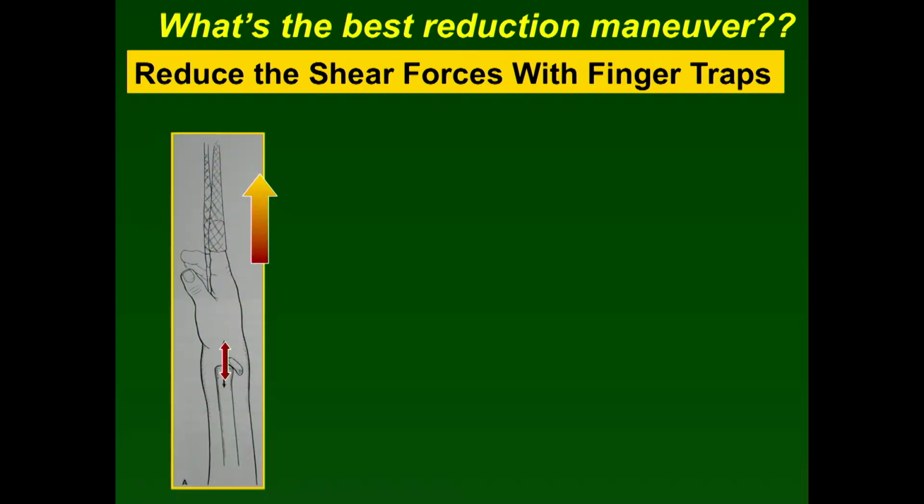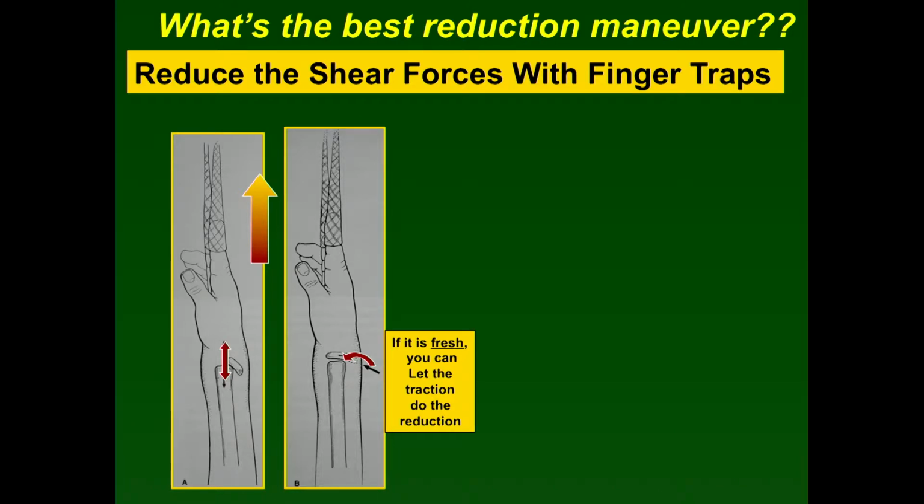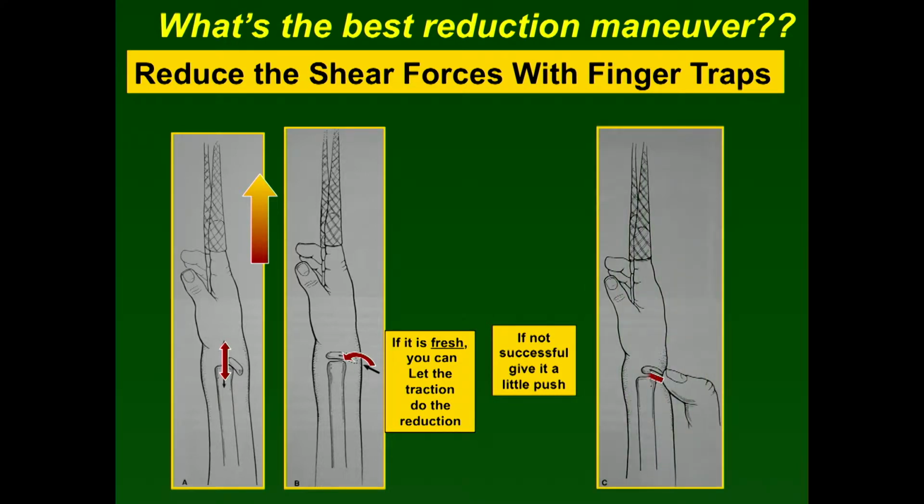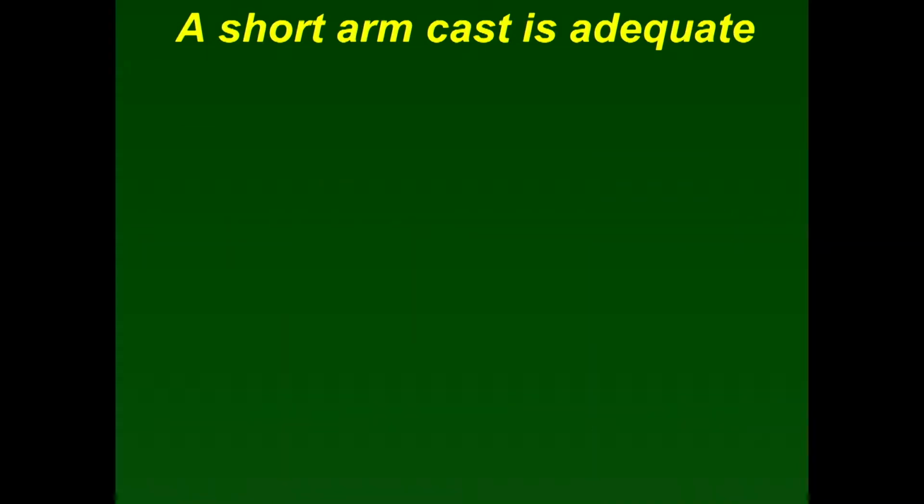You put them up in finger traps, what happens? Then gravity will help you get your reduction. Often if they're fresh, you can just let the traction do the reduction. And you're distracting it, and so you're decreasing the shear component of the reduction process when you do that. If it's not successful, sometimes you can give it a little pull. But the fact about traction is that you've distracted it a little bit and decreased the tendency towards a shear, which can cause damage to the growth cells.